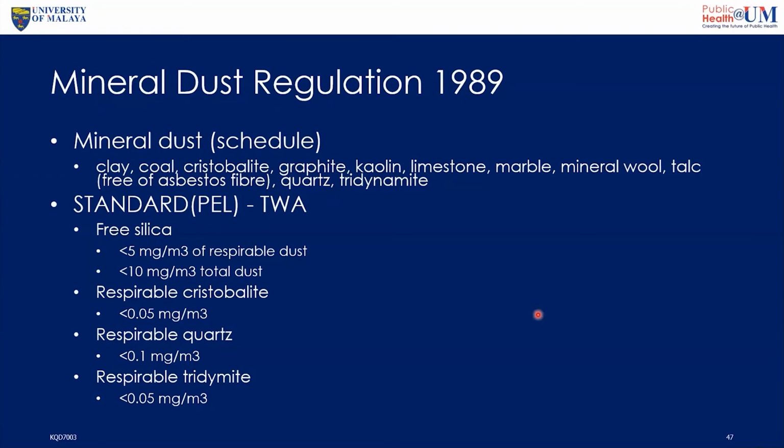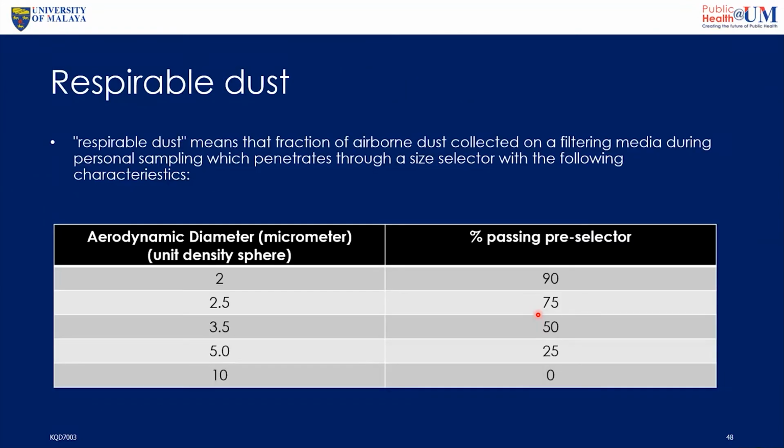These are all inside the FMA, so you don't need to remember, just refer back to the FMA. So the idea is that respiratory dust, what does it mean? Respiratory dust means that fraction of airborne dust collected on a filtering media during personal sampling, that means you need to do personal sampling and not environmental sampling, which penetrates through a size collector with the following characteristic.